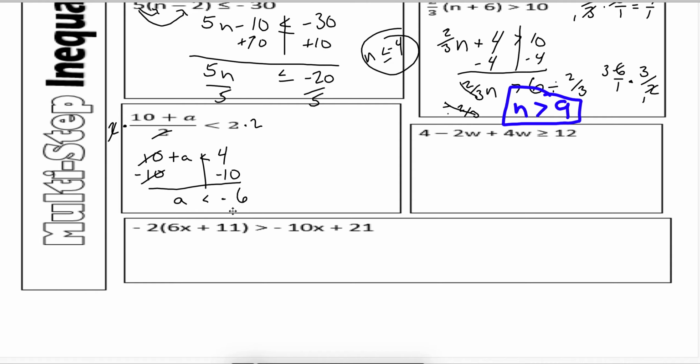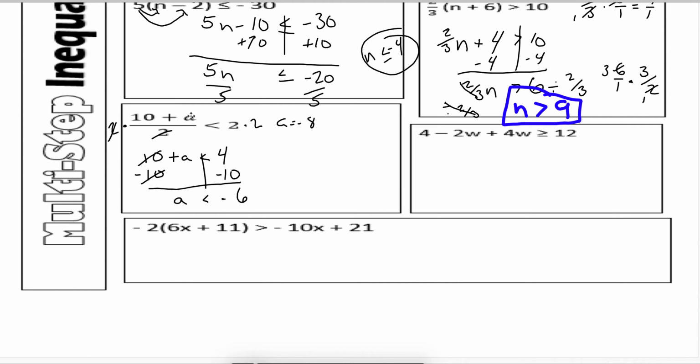Pretty good. Let's check it. Let's pick a number for a. Let's pick a number that's less than negative 6. Let's pick negative 8. Let's say a equals negative 8 and see if it makes this original inequality true.